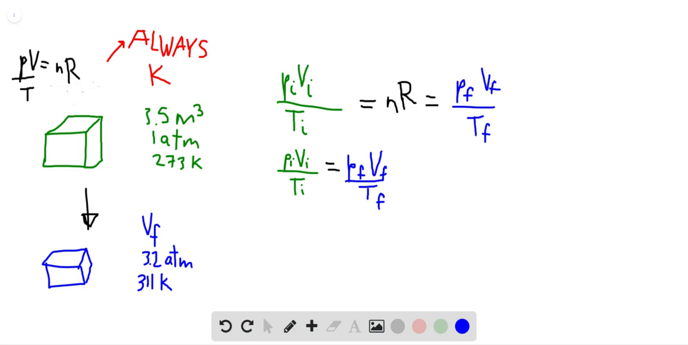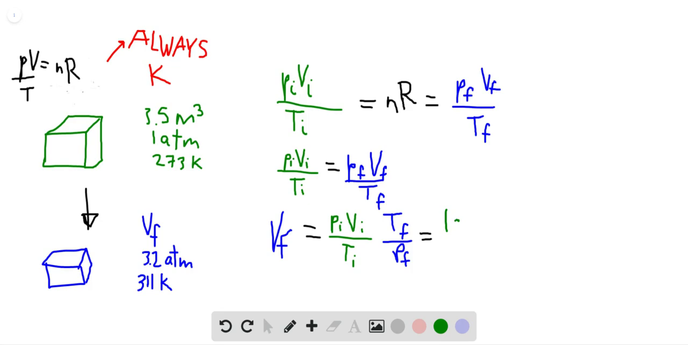Excellent. Now in this equation, we want to know what Vf is, and we know the value of all the other variables. So we can simply rewrite this as Vf equals, I'm really writing it down explicitly for you guys, like that, and then Tf goes up, Pf goes down, and now let's plug in the numbers.